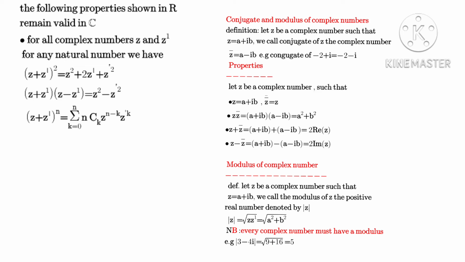Then we have the conjugate and the modulus of complex numbers. The conjugate is just the opposite. What changes is the sign in between the real part and the imaginary part. So the conjugate of z equals a plus ib is z bar equals a minus ib. The conjugate usually has a bar at the top of the z, so you can see the difference there. So we have our example there.